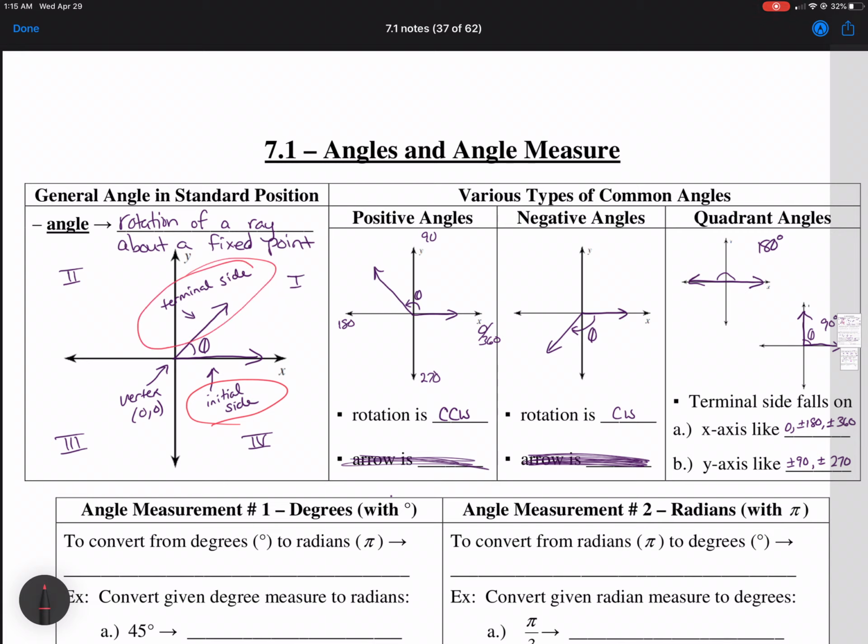The vertex is at the origin at (0, 0), and the angle is listed between those two rays. Notice that we have quadrant 1, 2, 3, and 4, and that's going to go counterclockwise. So for positive angles, the rotation is counterclockwise, and for negative angles, the rotation is clockwise.